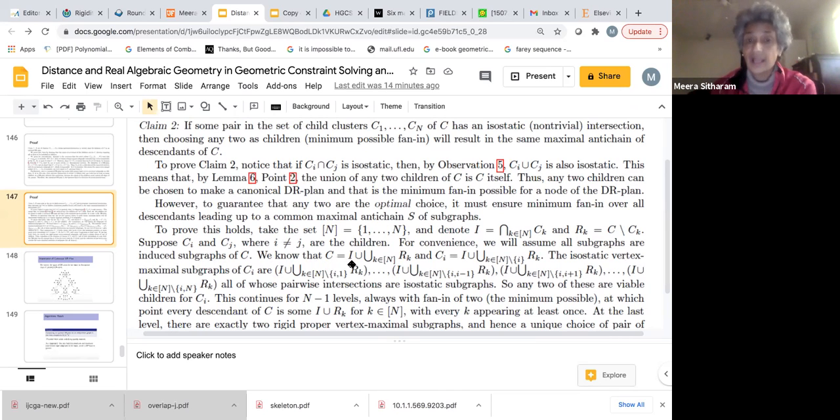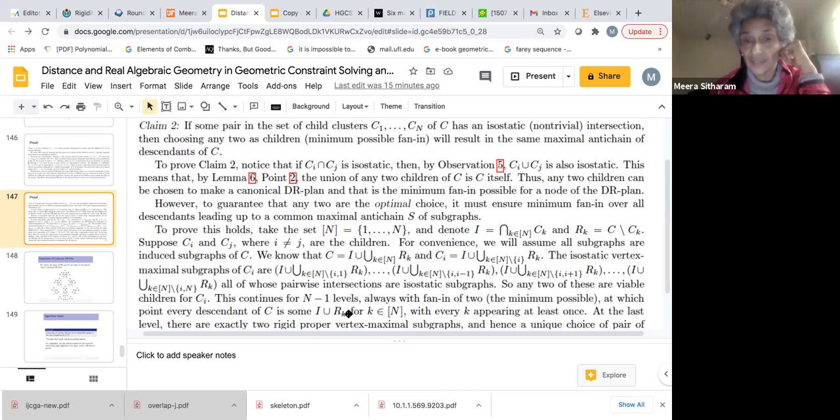We know that C equals I union these remainders, by the way we've defined them. Think of I as the common intersection of all of them, and the remainders as all the stuff which is not in the intersection. C is the union of the remainders of all, and CI is the union of all except the ith one. So the isostatic vertex maximal subgraphs of CI are in fact I union this, taking out the ith one and the first one, the ith one and the second one, and so forth, you continue like this. All of whose pairwise intersections are isostatic subgraphs. So any two of these are viable children for CI.